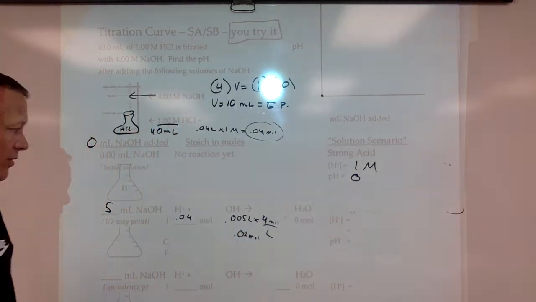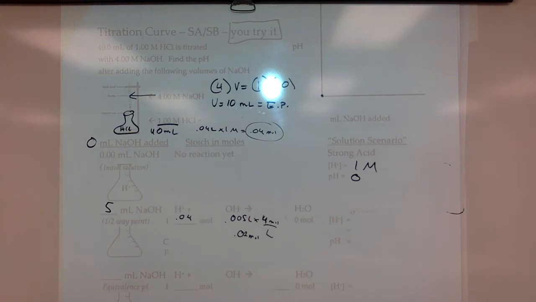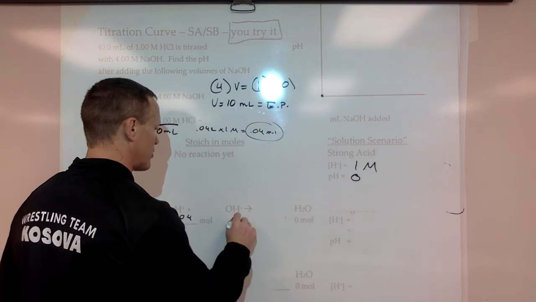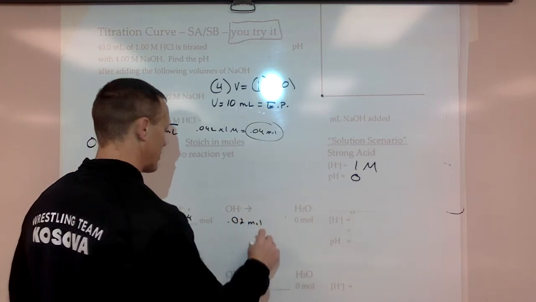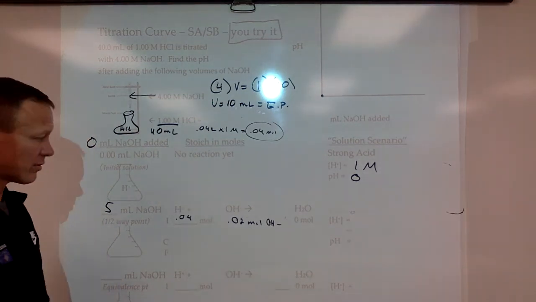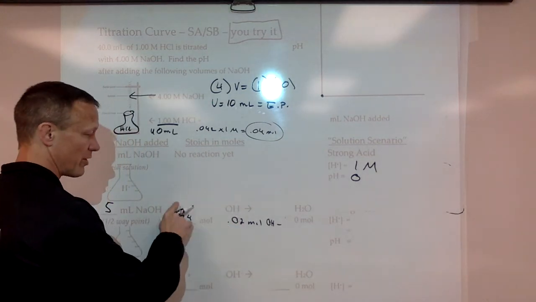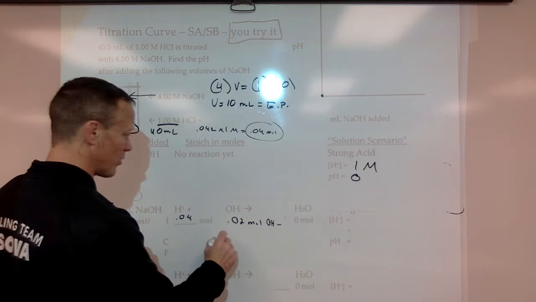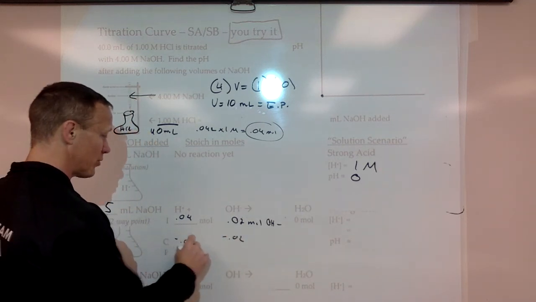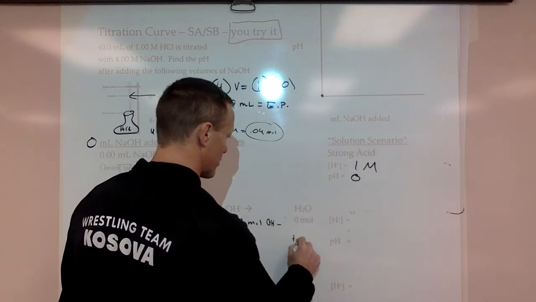0.02 moles of OH negative. So again, just figuring out the molarity there. So 0.02 moles of OH negative are being added. Now it's just stoichiometry. Limiting reactant is still going to run out. It's a 1-to-1 ratio. So this is going to go down by 0.02, this is going to go down by 0.02, and this is going to go up by 0.02.